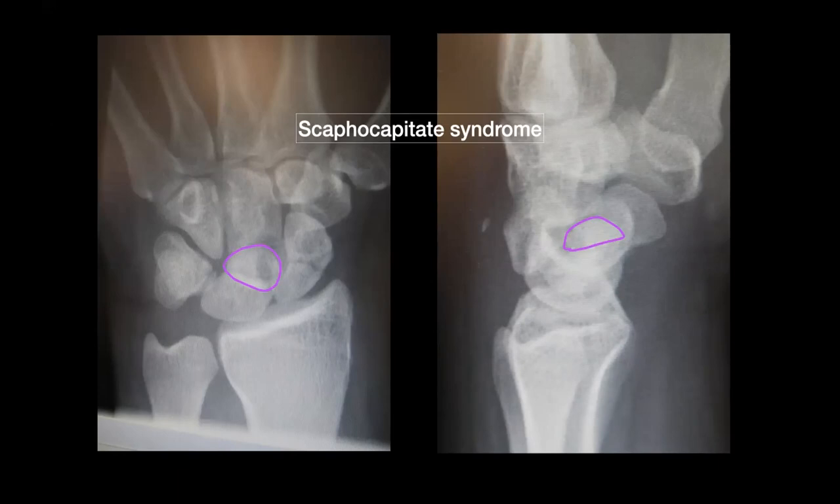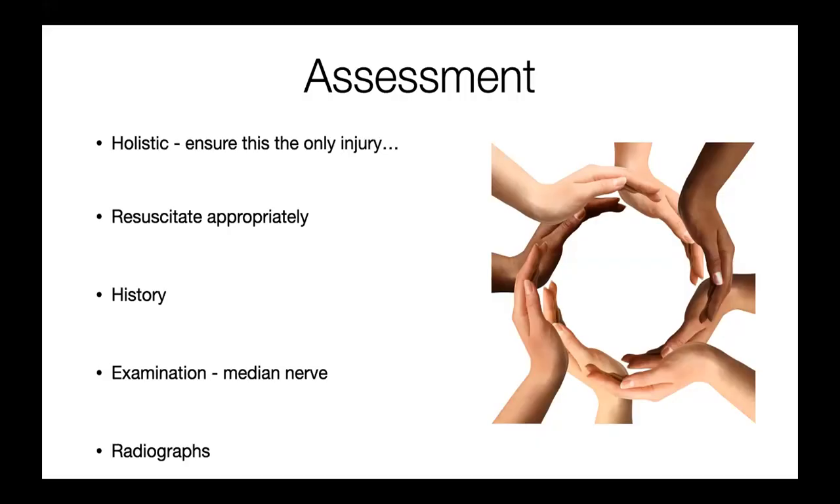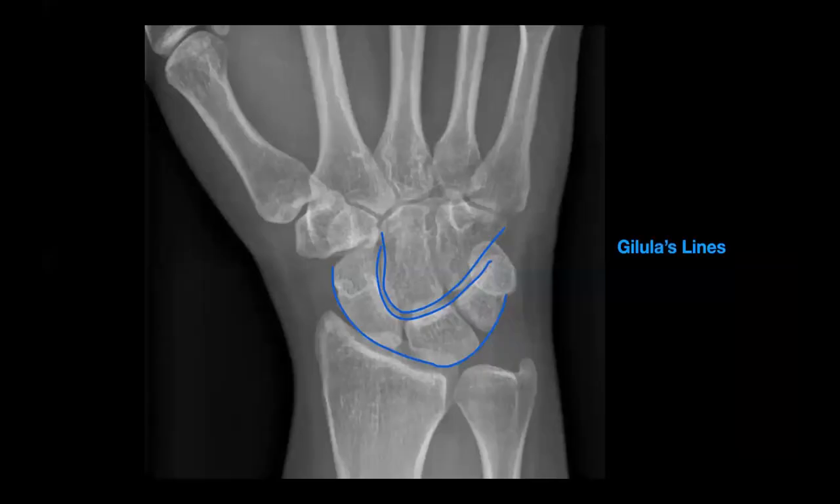So how do we assess perilunate injuries? Well, they're holistic. You need to resuscitate them appropriately and ensure that this is an isolated injury. Take a thorough history, you want the handedness and all of the usual things. When you examine them, you must ensure that their median nerve is intact. And then you would get your normal plain radiographs. You would assess Gilula's lines, which we've talked about.